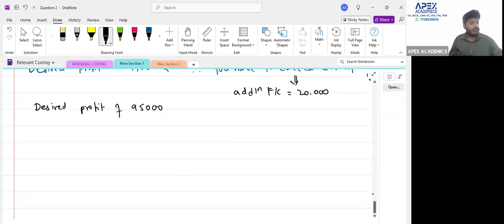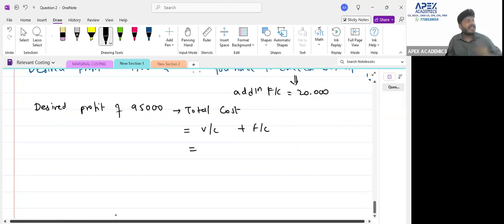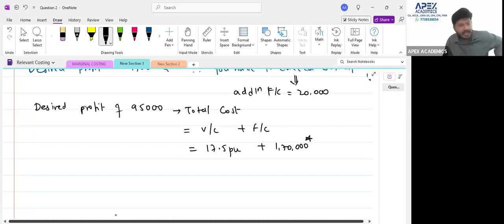Of 95,000, your total cost will be variable cost plus fixed cost. Variable cost including the semi-variable element is 17.5 per unit, and the fixed cost will be 1,70,000. Please keep that much in mind. Why? Up to 80% it is 1,50,000, and beyond 80% it is this.